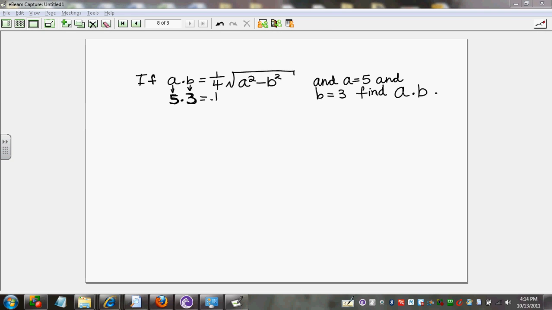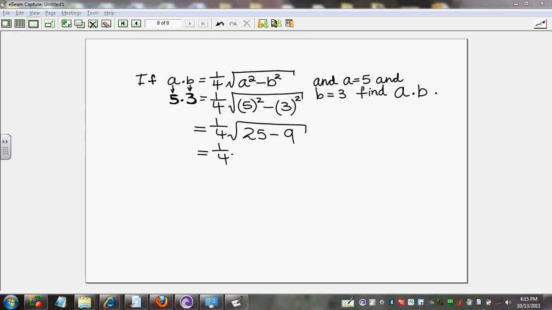Then, you put it in here. A quarter square root of A squared will be 5 in brackets, squared, remember to put your brackets, minus B in brackets will be 3. Again, we're squaring it. Follow it? Right. So what happens now? This becomes a quarter square root of 5 squared is 25 minus 3 squared is 9. So this then works out to be a quarter square root of 16.